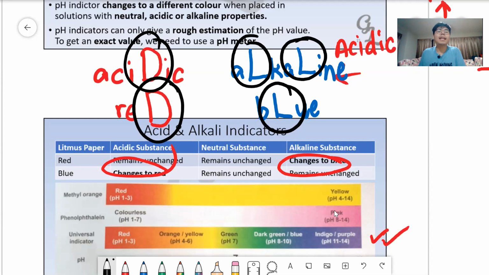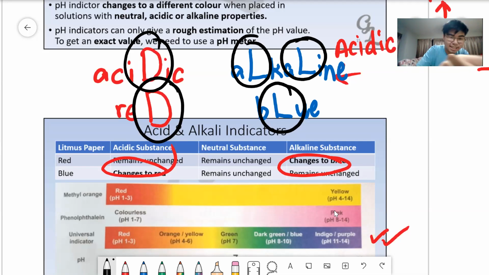Because red cannot suddenly become yellow. It must be dark red, light red, then start to get orange, dark orange, light orange, light yellow, yellow, dark yellow. It must change slowly. So that is why for methyl orange, we don't call it 1 color, we call it 2 colors or a few colors.